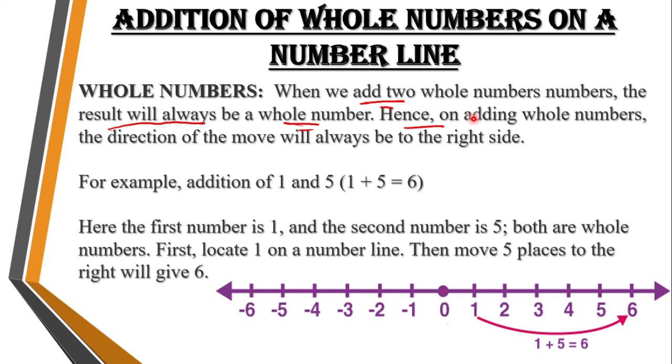Hence, on adding whole numbers, the direction of move will always be right side. So let's take an example. 1 and 5. So 1 plus 5 is 6. You all know, right? 1 plus 5 in normal addition is 6. Now we are going to learn the addition on a number line.